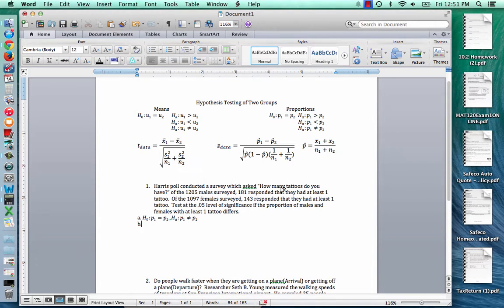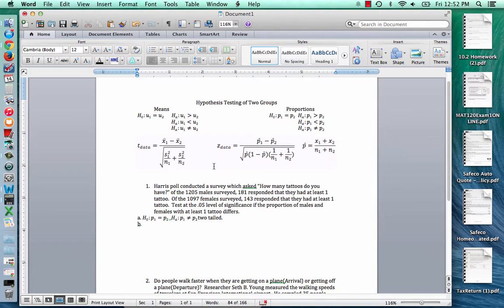Step A, I've copied and pasted the null and alternative in here. It said, test at the level of significance if the proportion of males and females with at least one tattoo differs. So that means I'm doing the two-tail alternative, that the two proportions are not equal to each other. So the null is always that the two proportions are equal to each other, and the alternative here is going to be, let me write that in there, two-tailed. Alright, then that means I want to use this formula.